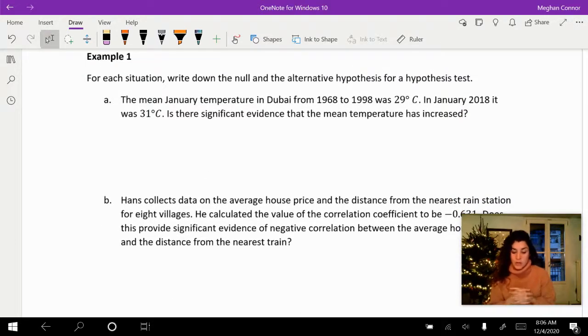So for each situation, we're going to write down the null and alternative hypothesis. The mean temperature in Dubai from 1968 to 1998 was 29 degrees. In January 2018, it was 31 degrees. Is there significant evidence that the mean temperature has increased? So this is similar to the example I talked about before.